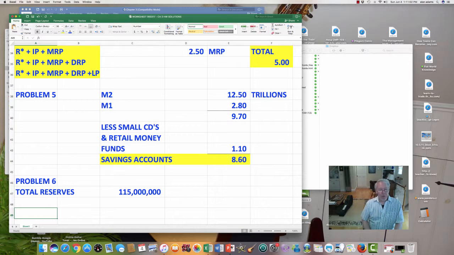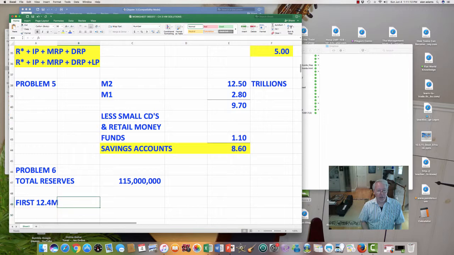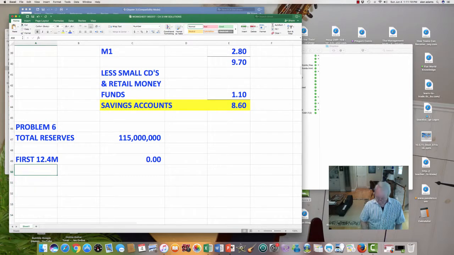All right, so now we know that using the formula in the book, the first 12.4 million is not going to have any reserves at all. That's free money. The bank can loan it all out. From 12.4 up to 79.5 million, the factor is 3%.